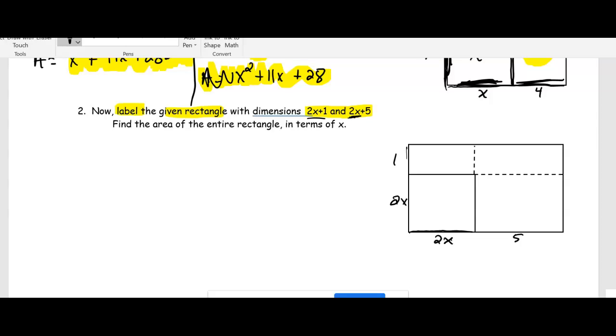From there, I want you to find the area of this rectangle. However you think you would find that area, do it. We've done it two different ways in the last couple of problems. Find the area of the entire rectangle. We'll probably finish here, so I'll give you a minute or two. Whatever way you think is the best way to find that area, go ahead and do that.